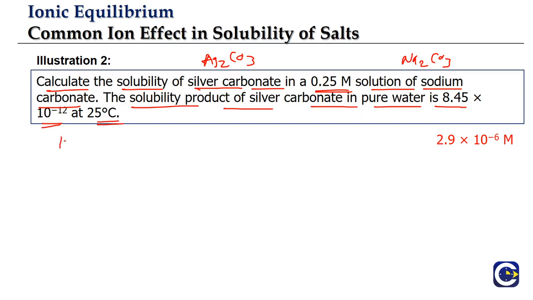Remember what we said, for any substance the solubility product is not going to change. It is going to change only when we change the temperature. So what is the Ksp value for the silver carbonate Ag2CO3?